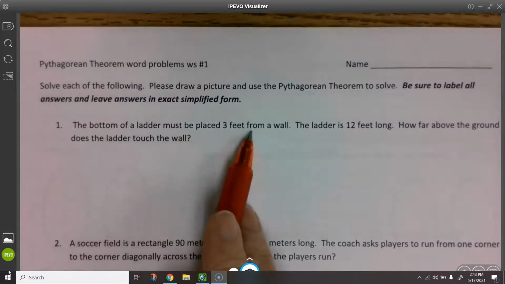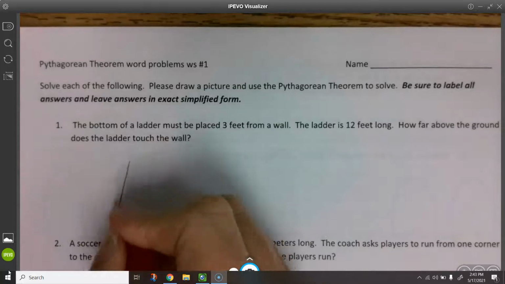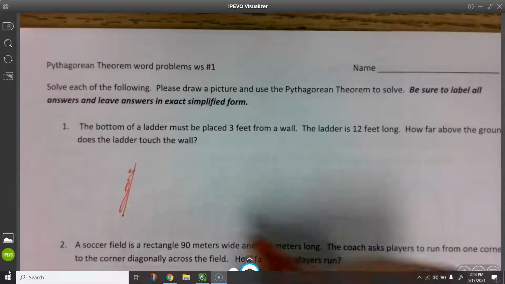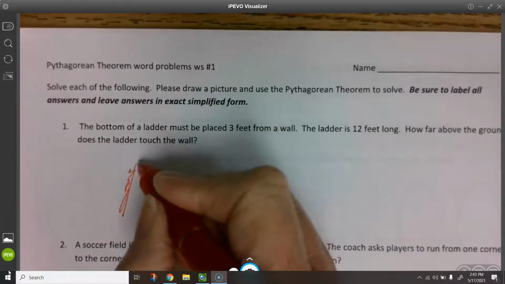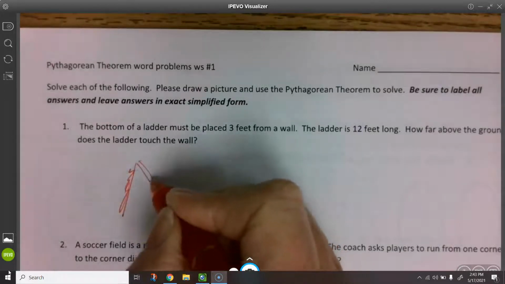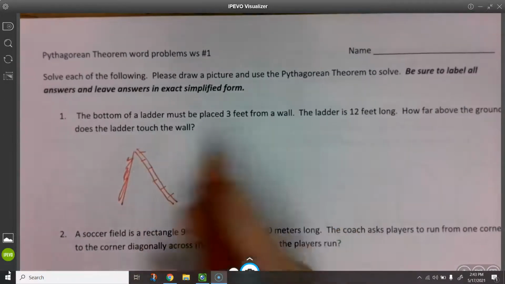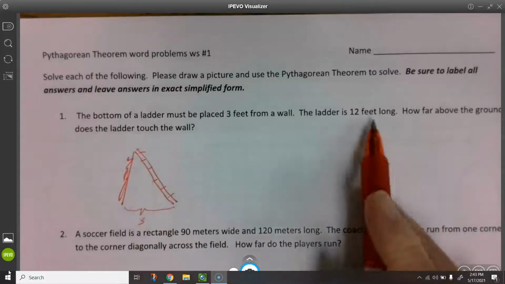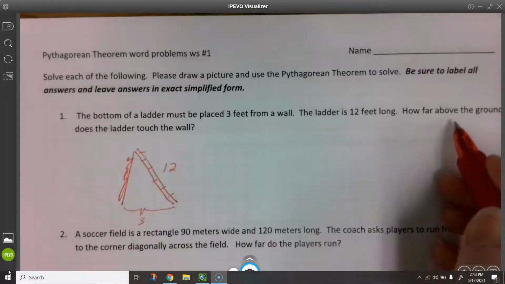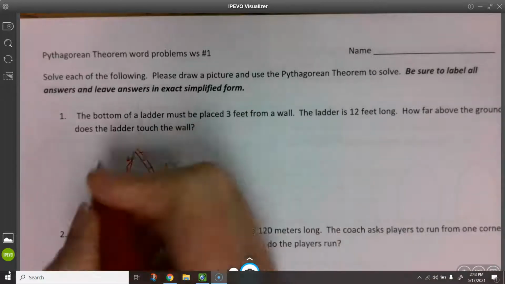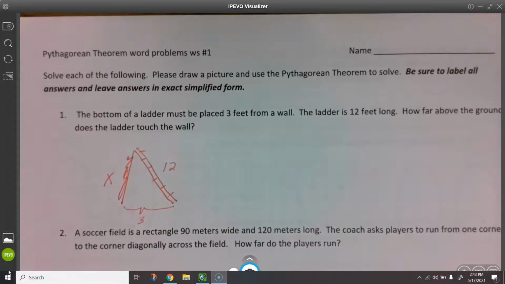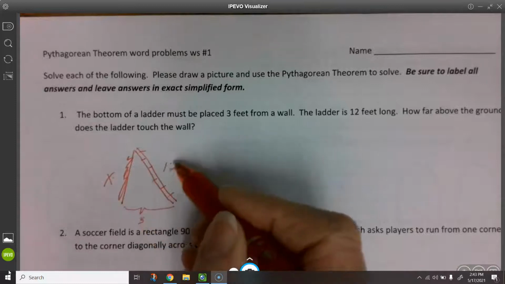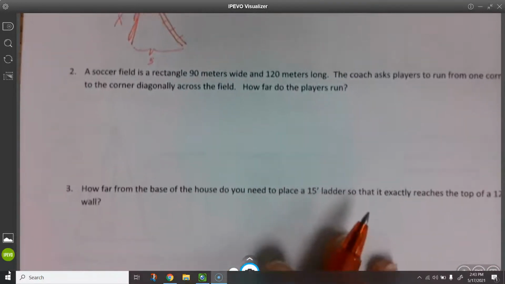Bottom of the ladder must be placed 3 feet from a wall. So here's a wall. You can make it brick, you can make it whatever. Here's your ladder. Okay? There's your ladder. You just have to draw enough to know what it's talking about. Place 3 feet from a wall. So this right here is 3. The ladder is 12 feet long. How far up from the ground does the ladder touch the wall? So there's x. So x squared plus 3 squared equals 12 squared. Okay?